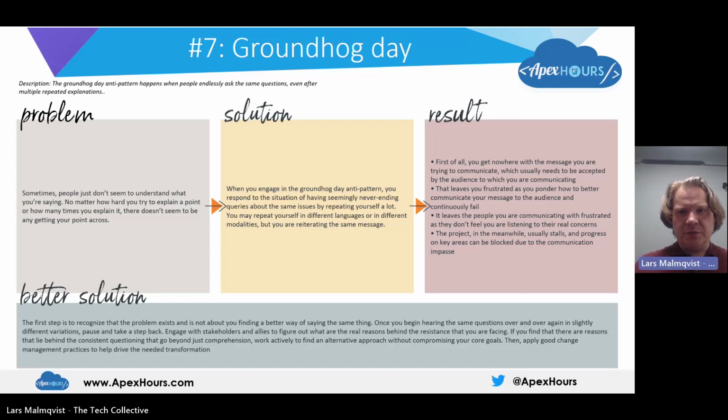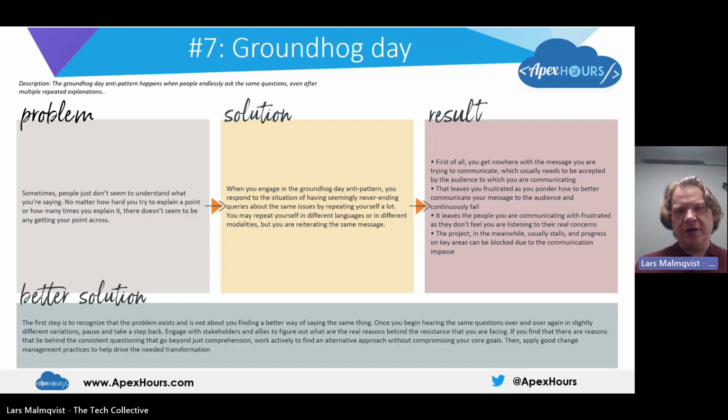So, some good tips for overcoming the Groundhog Day anti-pattern. One, recognize that the problem exists and is not merely finding a better way to say what you've already said. Take a step back and consider what the situation might be. Engage with stakeholders, engage with people who might help you understand, and figure out what the real reasons are. Then work with these different groups to figure out what is the alternative approach that will actually allow us to move forward.